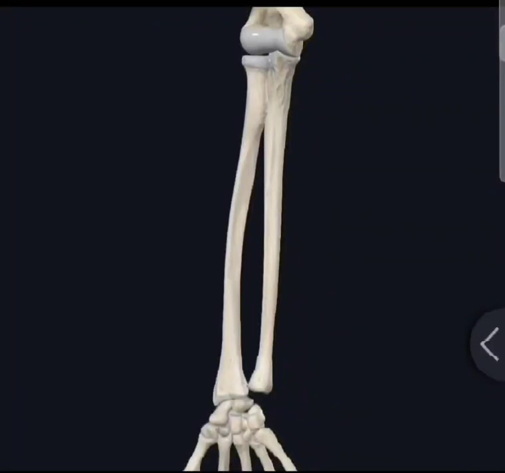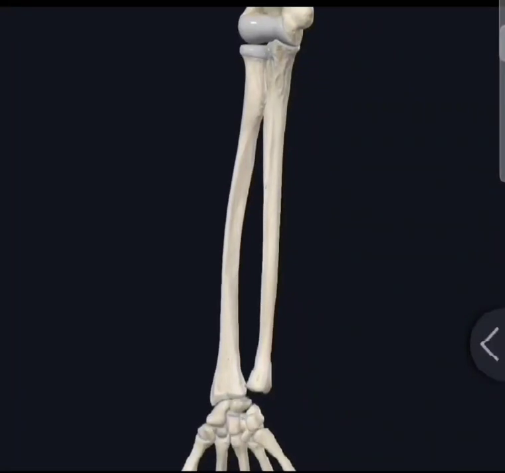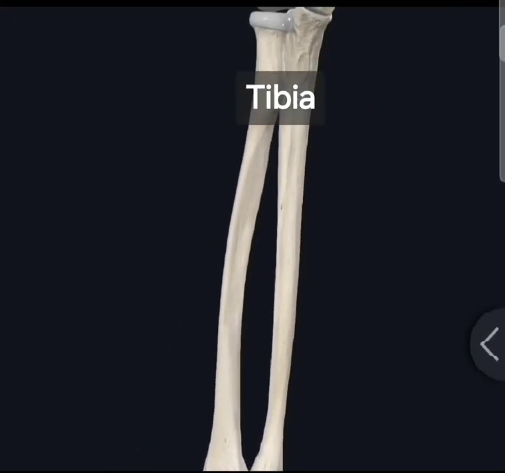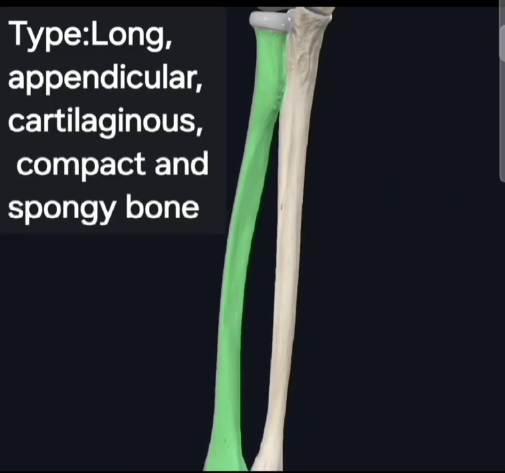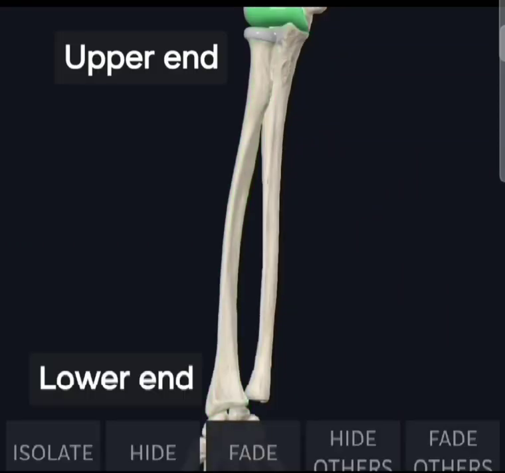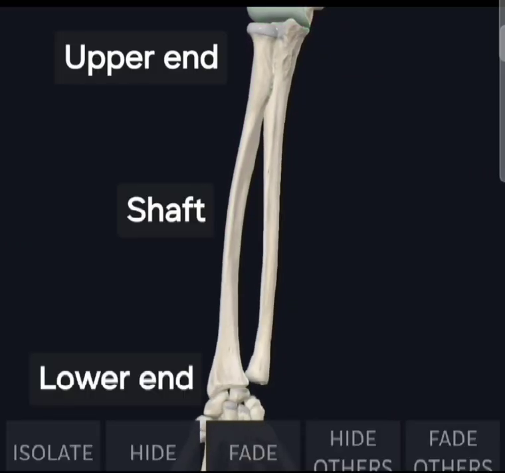Hello friends, let's discuss the osteology of the radius. Radius is the lateral bone of the forearm. It's a preaxial bone and it's homologous to the tibia of the leg. It's a long appendicular cartilaginous compact and spongy bone. Like any other long bone, it has an upper end, a lower end and a shaft.